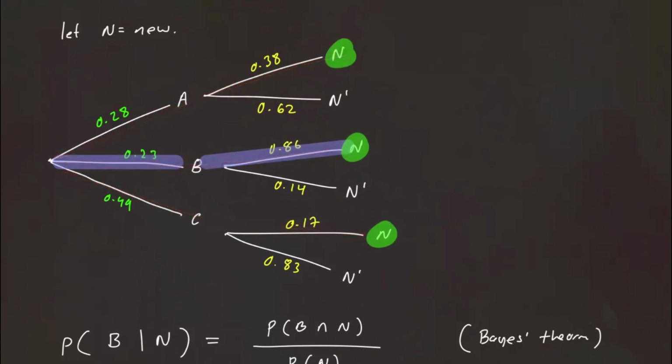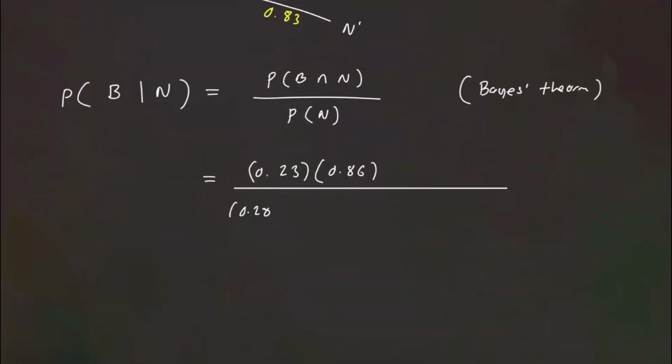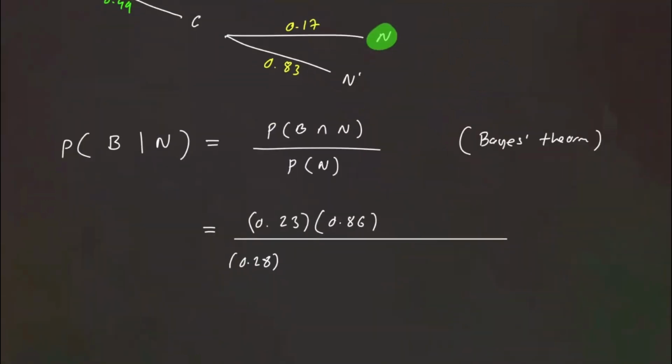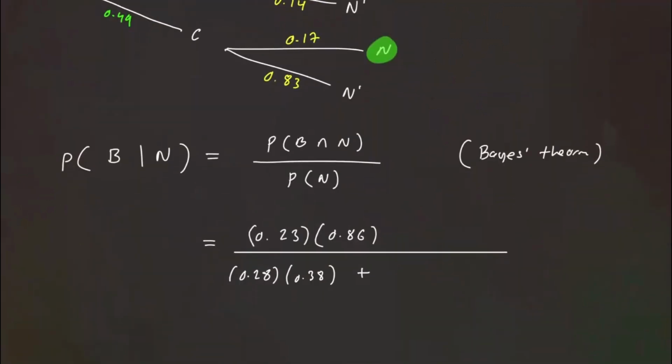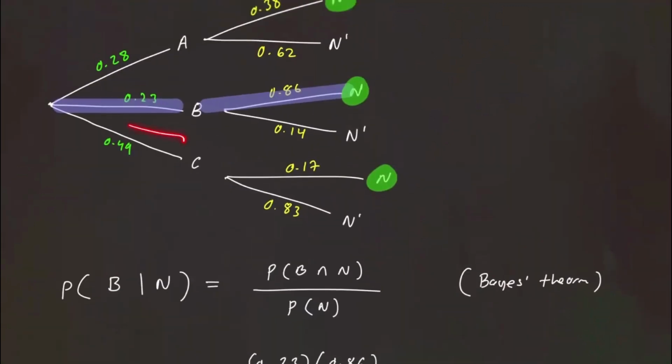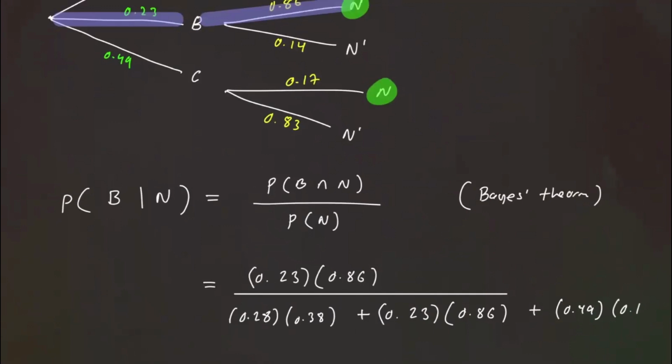Hopefully you have been introduced to that idea. So we have 0.28 times 0.38. That's the first branch. Now the third branch, we already had in our numerator, so I'm just going to copy that down here. And then the last branch for new is going to be branch number 5, this one right here. So we have 0.49 times 0.17. So that's the collection of these. All right, that is our setup for this problem.